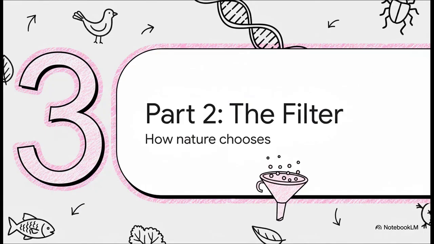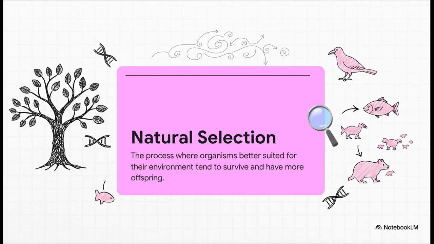Okay, so mutations create random new options. They're just throwing ideas at the wall. But what decides which ones stick around? That brings us to the second part of our engine, the filter. You've probably heard of it. It's called natural selection. Yeah, this is where the world itself, the environment, gets a say. Natural selection is basically the process that sifts through all those random mutations. If a new trait helps an organism survive and have more babies in its particular home, then that trait is selected to be passed on. It's not like nature is thinking about it, it's just what works, works, and what doesn't, disappears.